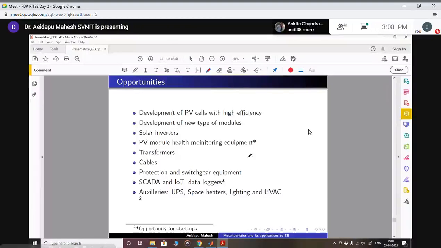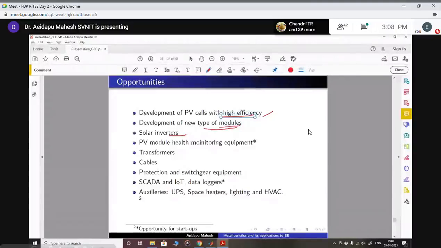Now, what are the opportunities? You can go for PV cells with higher efficiency, and you can develop new types of modules where you can have less losses, increase the efficiency, and decrease the body resistances. In any way, if you can contribute in this field, you can do this, and you can go for the solar inverters. You can design solar inverters.